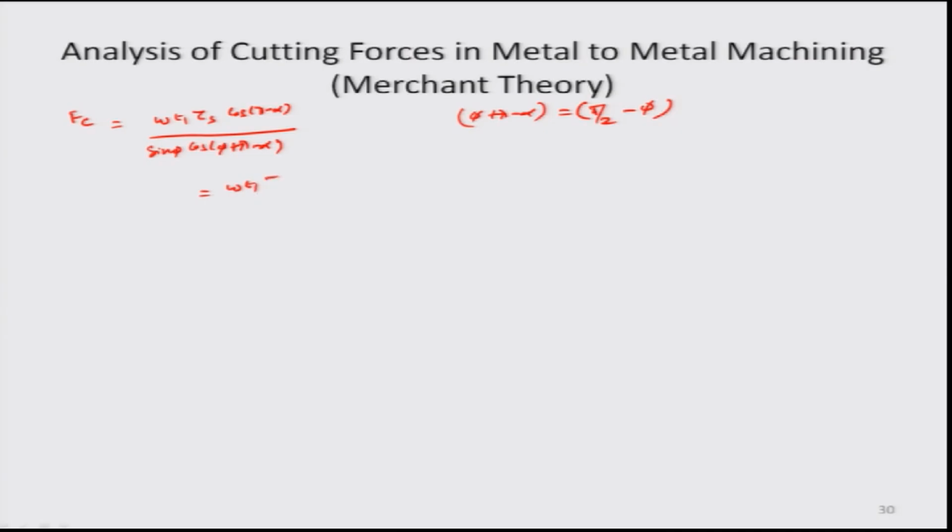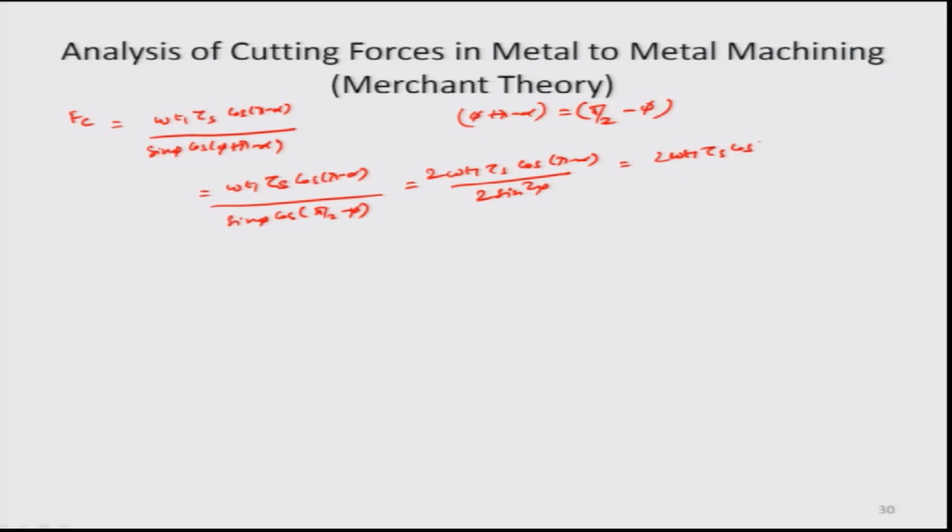So, this becomes equal to W, width of the cutting zone, times t1, uncut thickness, tau s, shear stress, cos of lambda minus alpha divided by sine of phi cos of pi by 2 minus phi. In other words, this can be represented as sine square phi, and if I just multiply numerator and denominator by 2, can also be written as 2 W t1 tau s cos of lambda minus alpha divided by 1 minus cos of 2 phi. Okay.